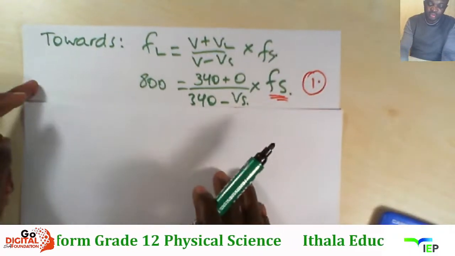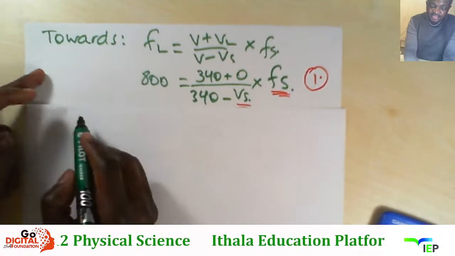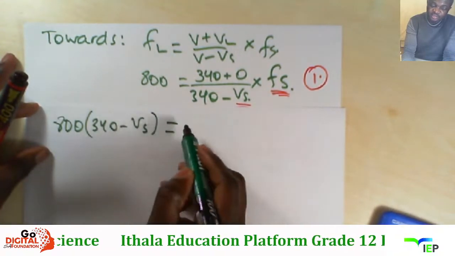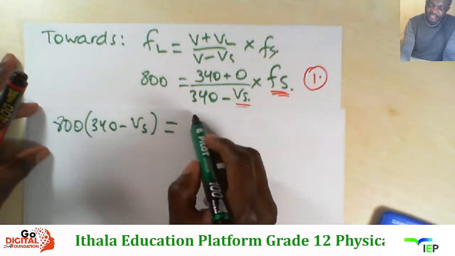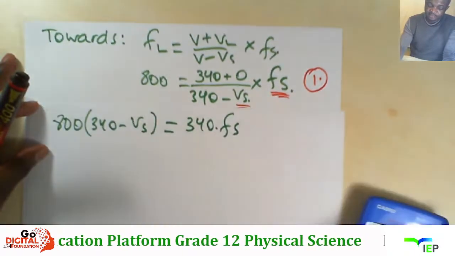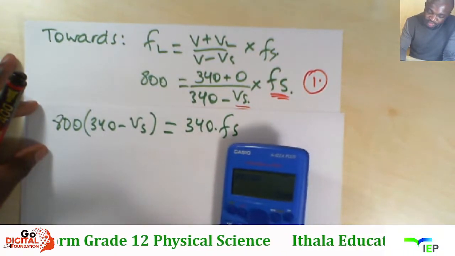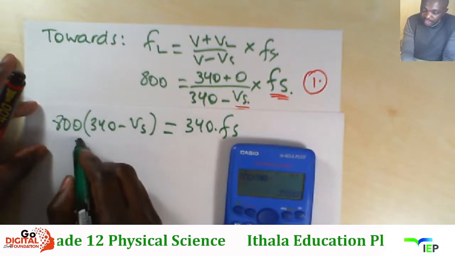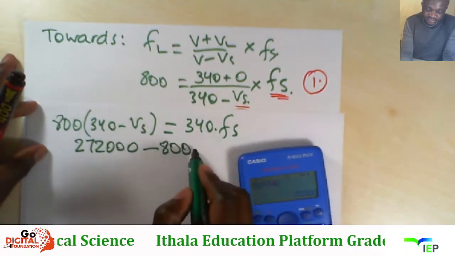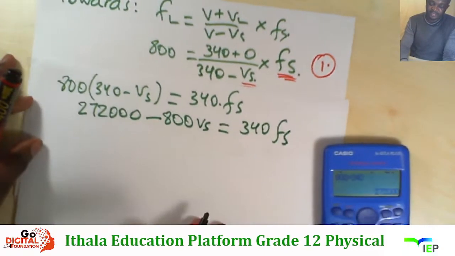I will start with the toward case. Now, cross multiplication: everything in the denominator will move across. So we have 800 into (340 minus Vs) is equal to the numerator, which is 340 times Fs. Let me keep the bracket, so I'll have 800 times 340, which gives 272000 minus 800 Vs is equal to 340 Fs.